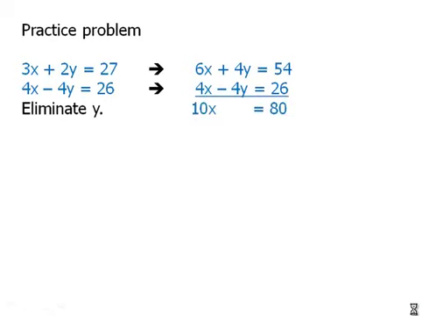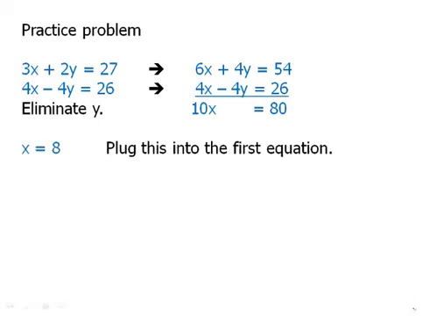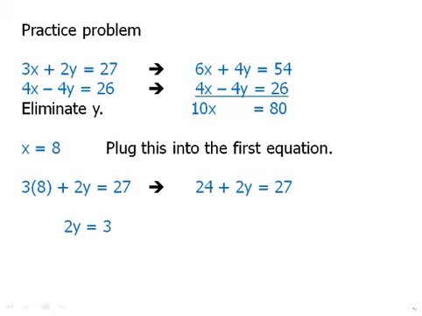We add, those cancel. We get 10x equals 80, x equals 8. Then we can plug that into the first equation. We can actually plug it into either one. It doesn't matter. Plug it into the first equation. We get 2y equals 3, or y equals 3 halves. So x equals 8, y equals 3 halves is the solution to that.